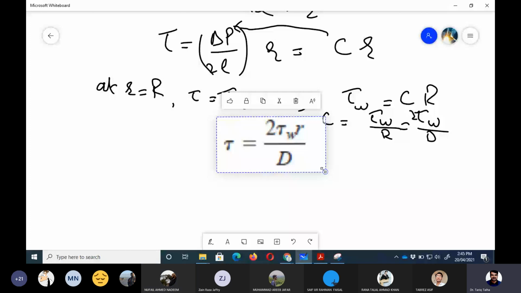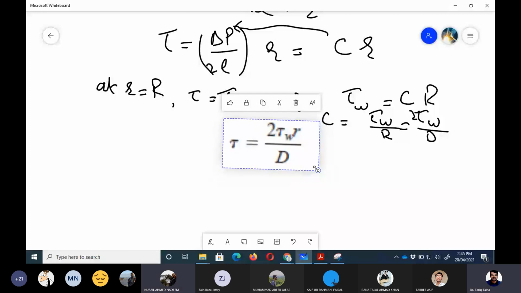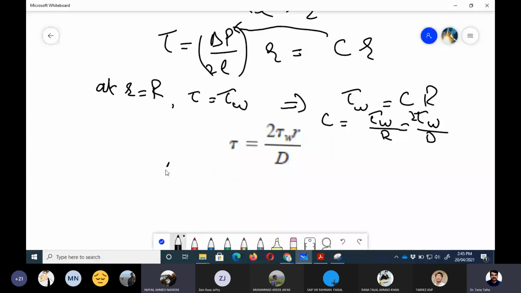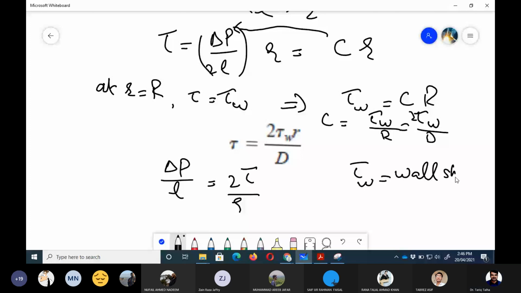The second relation we know is delta P upon L, that is equal to 2 tau upon R, right? So now if we want to write delta P in terms of tau W, what is tau W here? Again, I am telling you that is wall shear stress, and that is equal to mu into du upon dr at r is equal to 0.